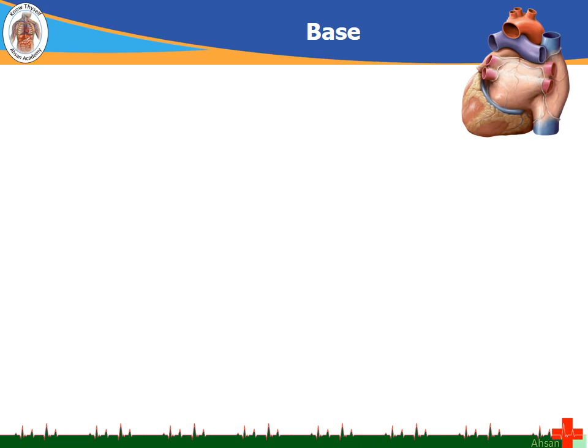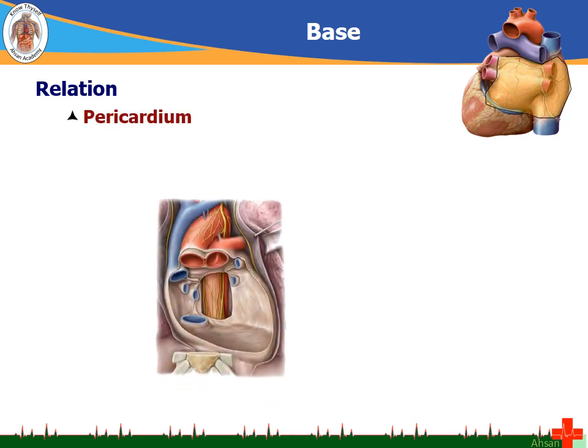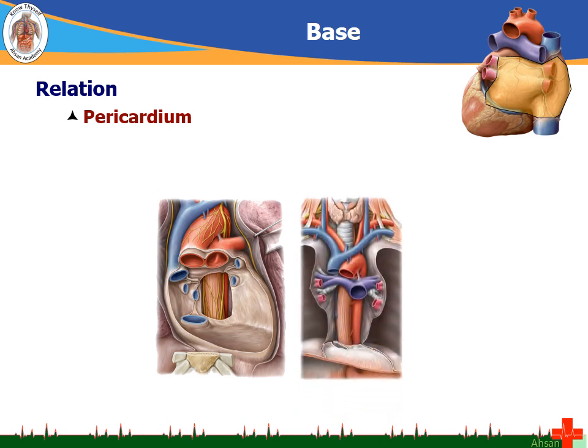Relations of the base are clinically important. On the right upper figure, the shaded area is the base, and this area is covered by the pericardium. Here in this figure, the heart and the pericardium over the base are removed. So we can see the structures related to this base on the posterior aspects. These are in the posterior mediastinum.